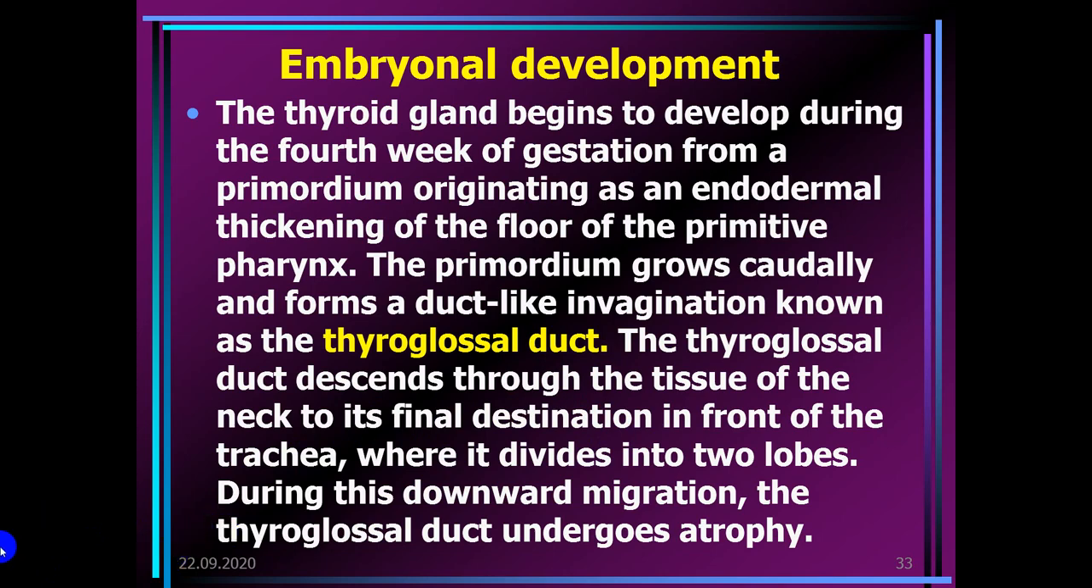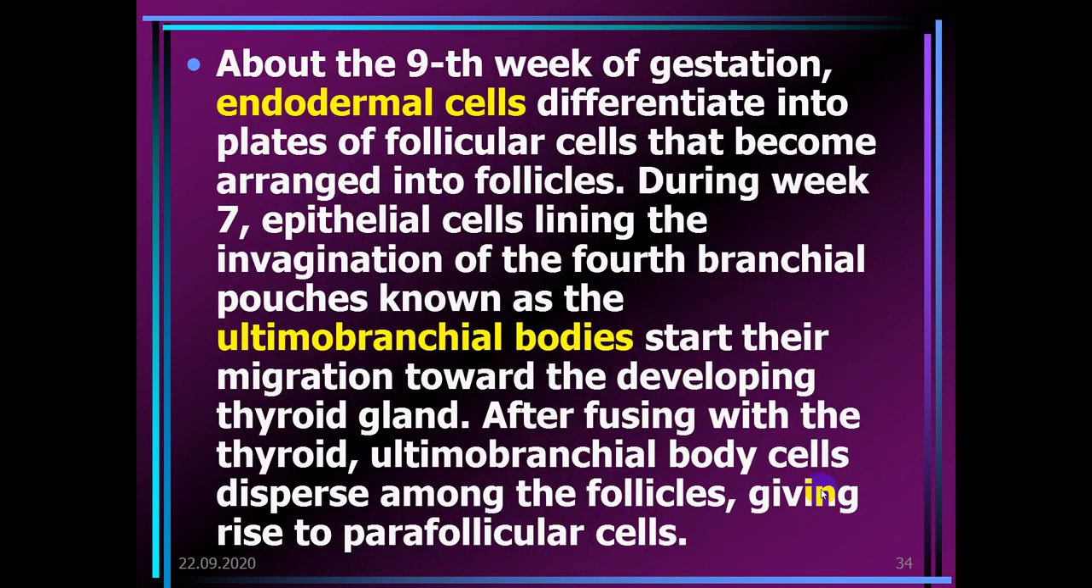During this downward migration, the thyroglossal duct undergoes atrophy. But in the beginning, the thyroid gland looks like an exocrine gland with an excretory duct, which later obliterates. About the 9th week of gestation, endodermal cells differentiate into plates of follicular cells that become arranged into follicles.